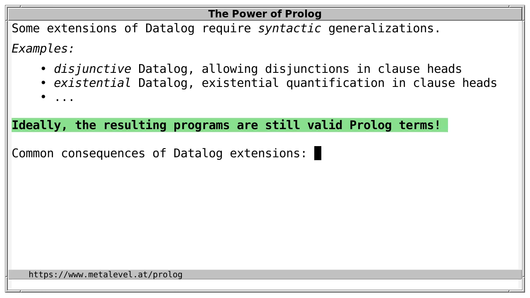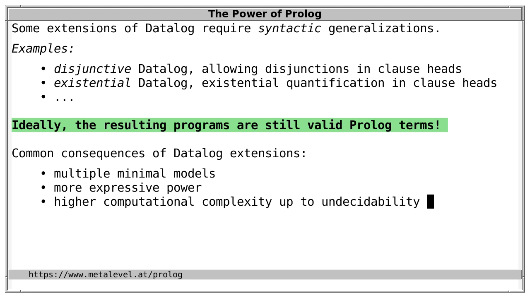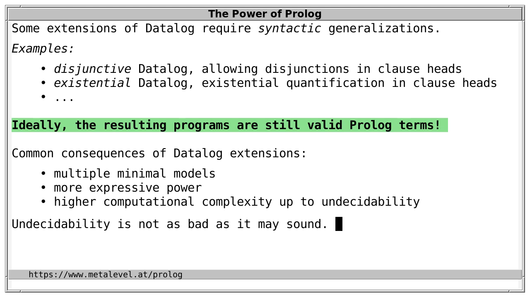And common consequences of all extensions are, as already mentioned, multiple minimal models, as for negation and disjunctive Datalog, more expressive power, that's the motivation for extensions, and higher computational complexity, even up to undecidability, as in the case for existential Datalog, or Datalog with integer constraints or compound terms. And undecidability may sound bad, but at least in my opinion, it's often not as bad as it may sound.